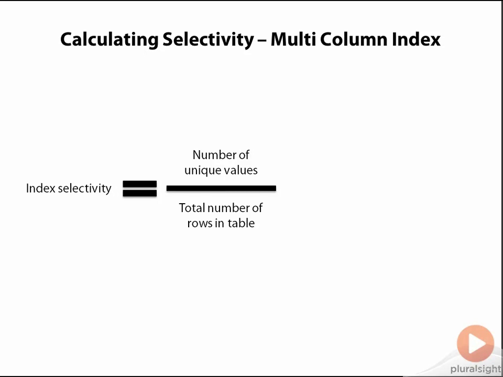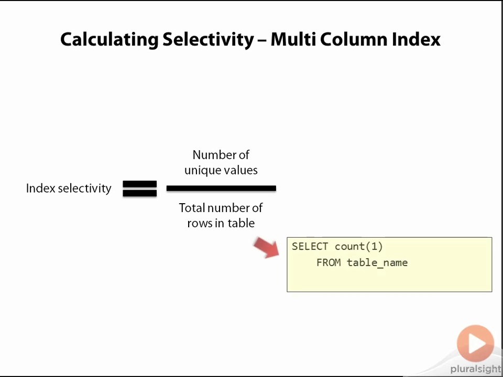So far, we've looked at selectivity in the context of just a single column. But as we all know, we frequently have indexes that contain multiple columns, so let's turn our attention to these composite indexes. The denominator, the number of rows, is easy. That's just the same query as before. For a multi-column index, though, we need to know the number of unique combinations between all of the columns that are involved in the index.